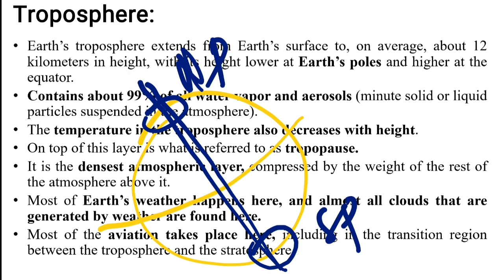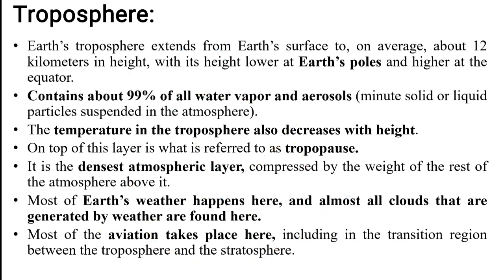So these are poles. So the height of the troposphere is less at the pole, and at the equator it is highest. Then troposphere contains about 99% of water vapor and aerosol. What is aerosol? These are minute solid and liquid particles suspended in the atmosphere. Then the temperature of troposphere decreases with increasing height. On the top of this layer, the tropopause is present. That means the limiting layer of the troposphere is the tropopause.